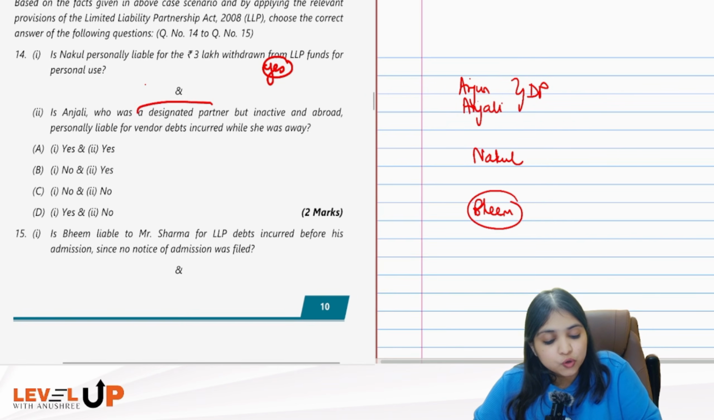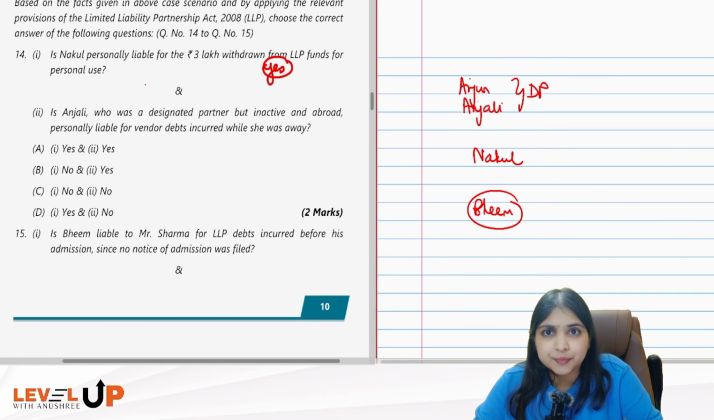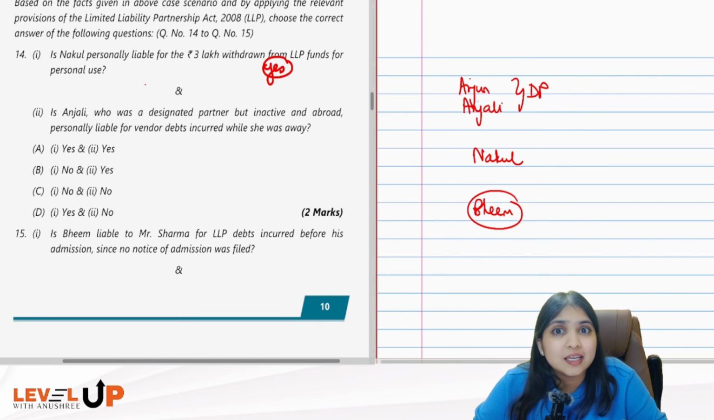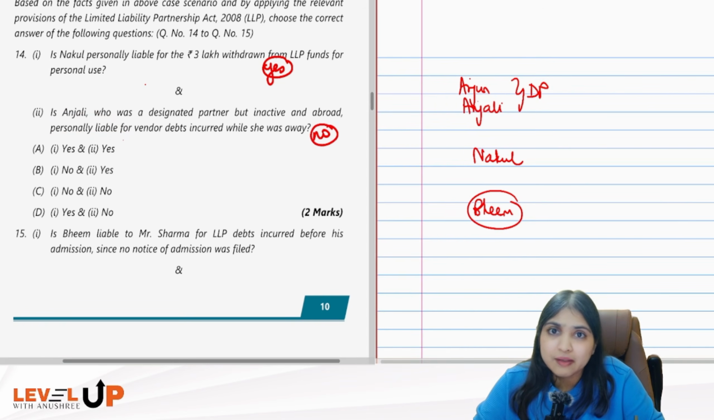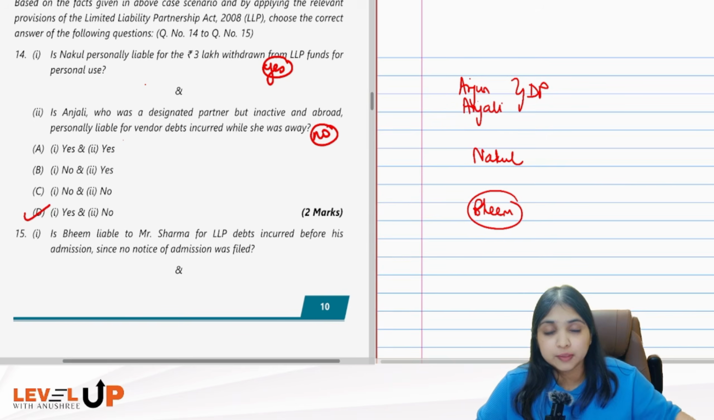Is Anjali, who was a designated partner but inactive and abroad, personally liable for vendor debts? Any partner, whether designated partner or ordinary partner, will not be personally liable for LLP's debts. So is Anjali personally liable for vendor debts? Of course not. Every partner will have limited liability only. So even though Anjali is a designated partner, she will not be personally liable for LLP's debts. So yes and no, option D.